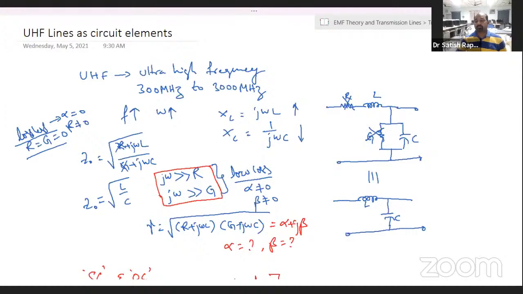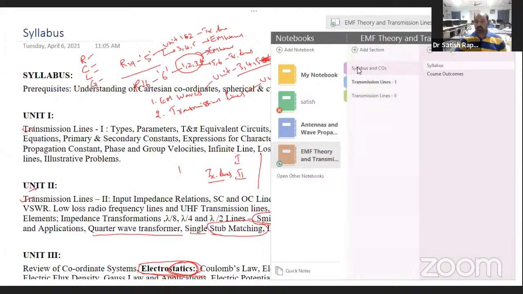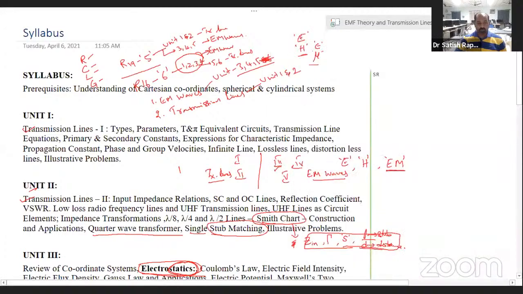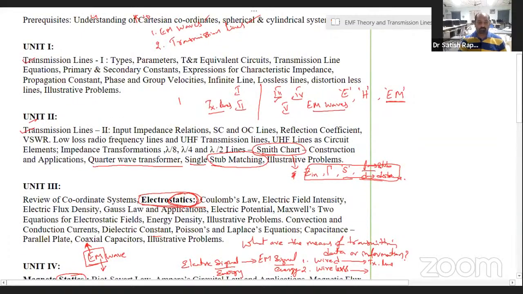So let me go back to the syllabus so that you can see clearly here. In unit 2 we have discussed input impedance relations, short circuited and open circuited lines, reflection coefficient, VSWR, low loss radio frequency. Just now I have discussed low loss, and UHF transmission lines and UHF transmission lines as circuit elements.